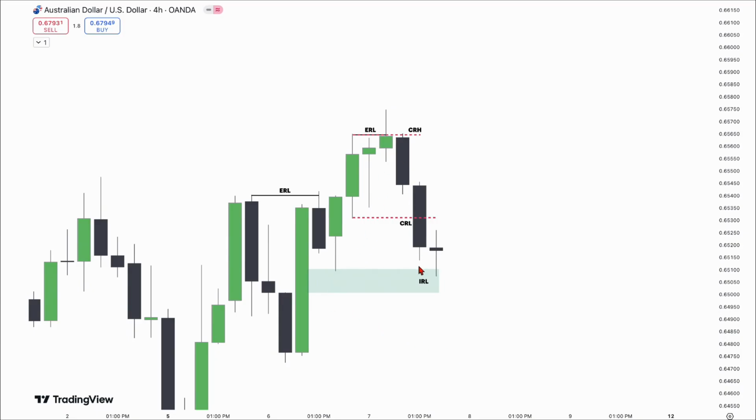Let's continue from where we left off. You can notice that the price has tagged the IRL, and once again, we see a CRT forming here, which could serve as the driving force for the price to move toward the next ERL.